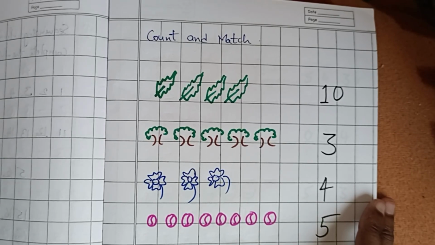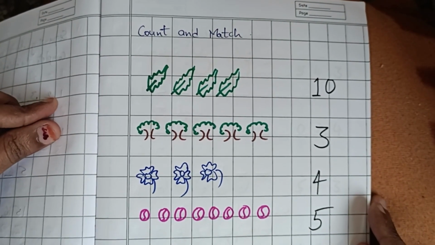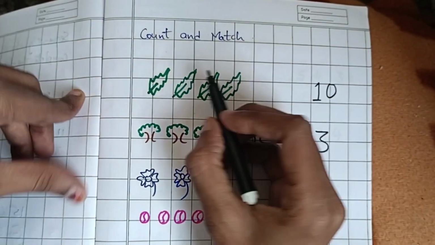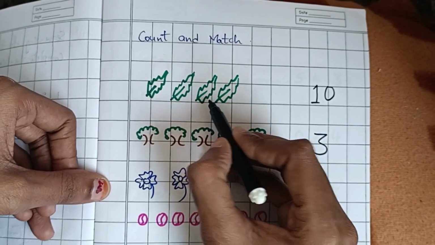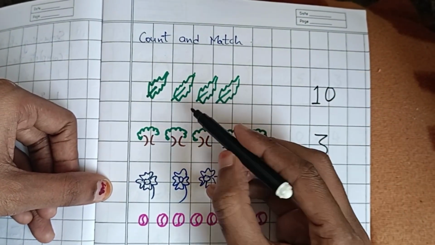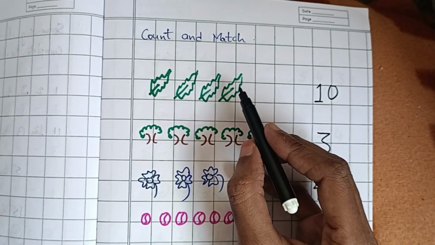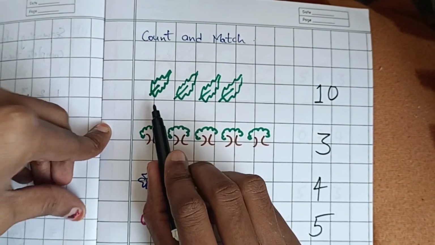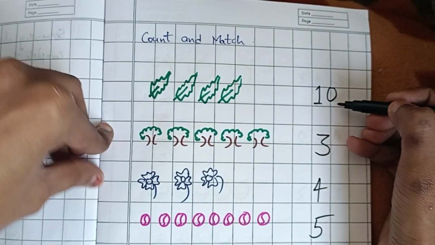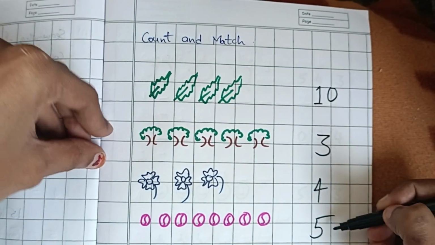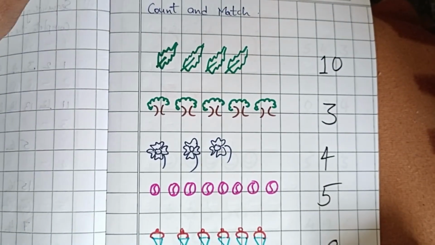Today we are going to learn the maths topic count and match. First we should count and we should match. Here they are given leaves first. How many leaves are there? We should count. See, they given the right side 10, 3, 4, 5 and last one is 8.